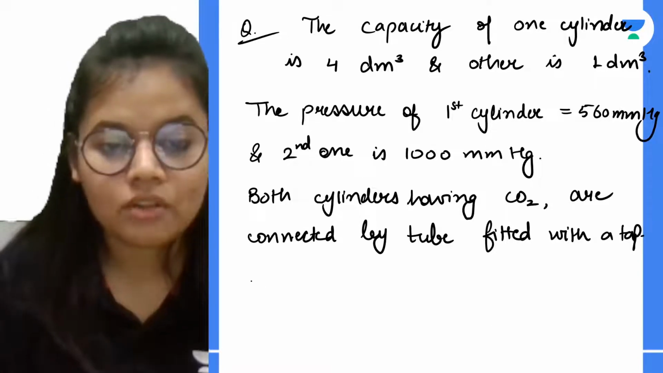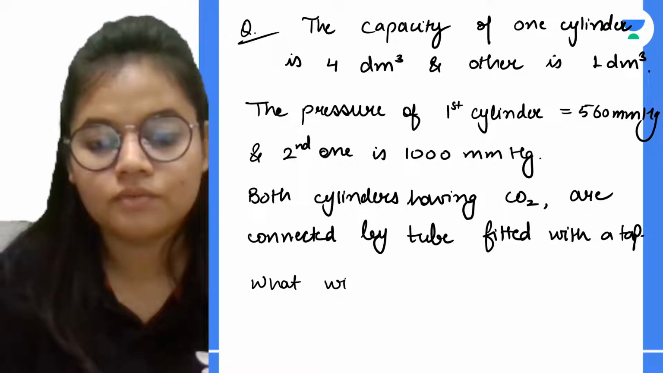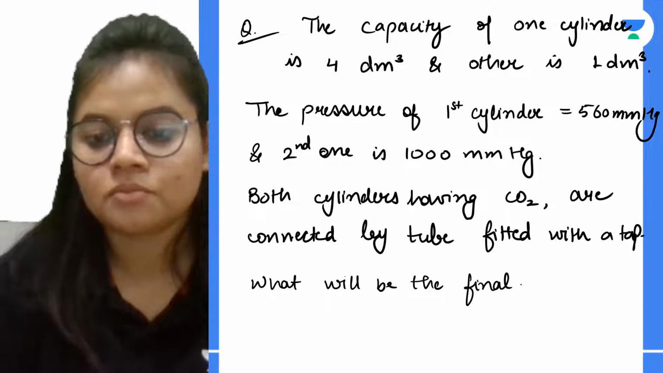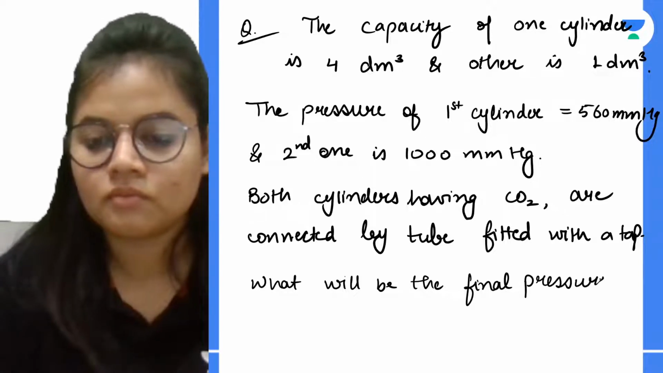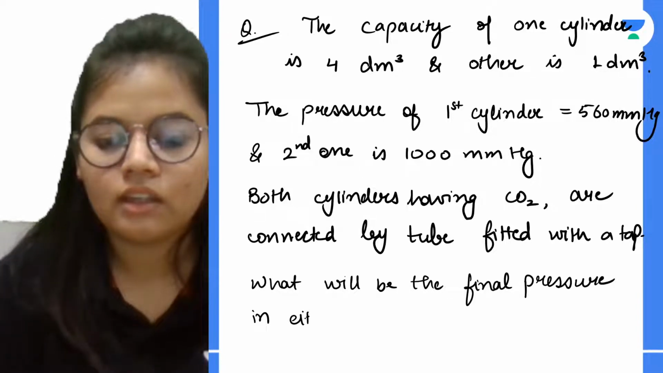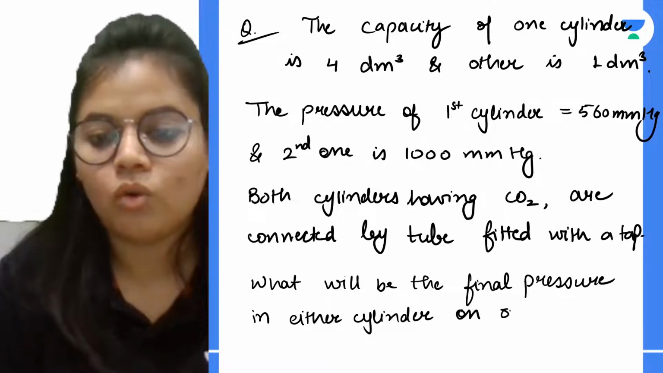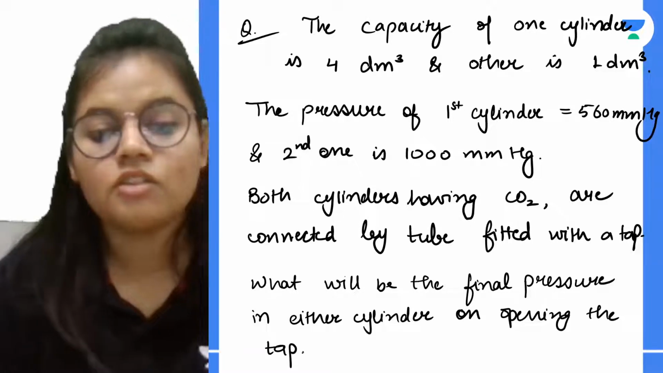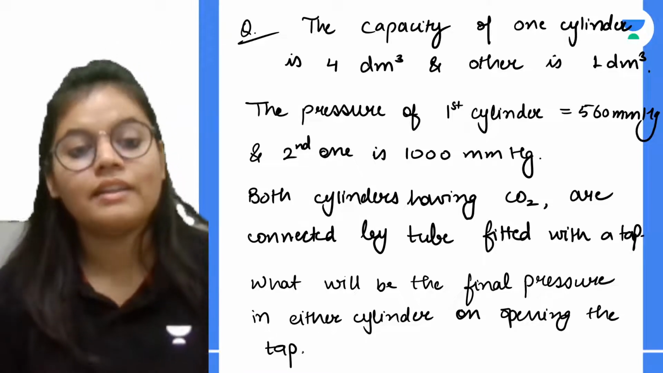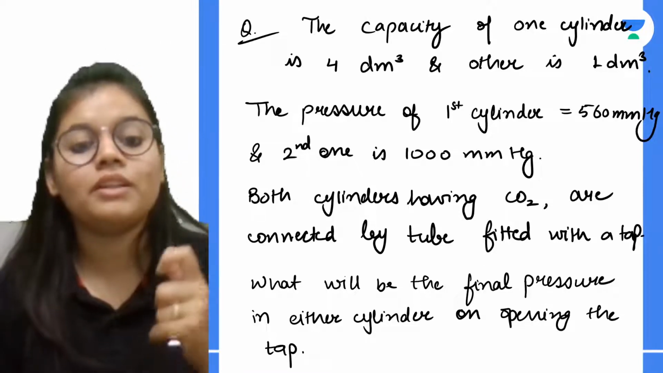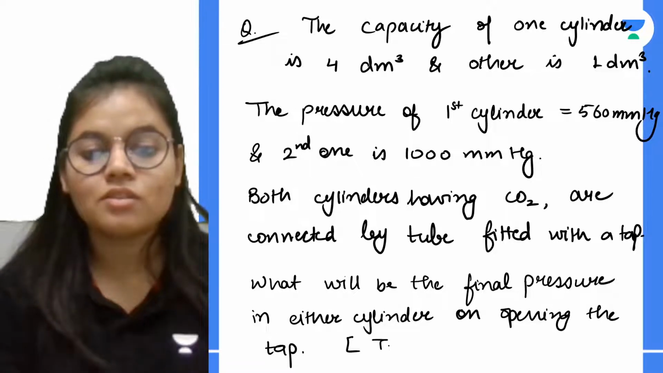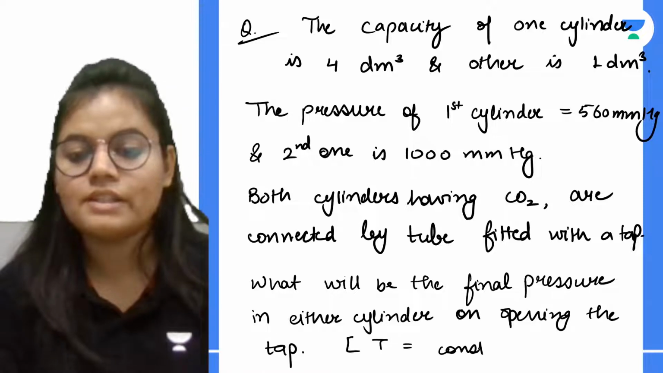Now what we have to calculate, what would be the final pressure in either cylinder on opening the tap. So basically the question is asked that if we open the tap, what would be the final pressure. And also here the constant quantity which is given to us is temperature.